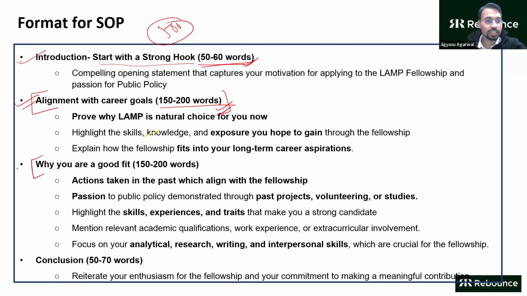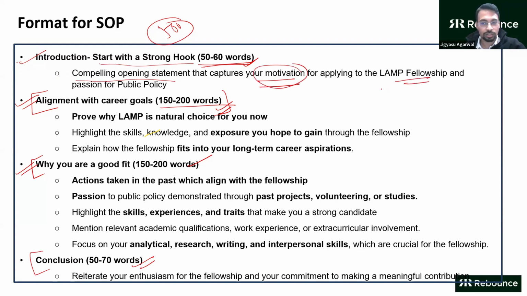you are a good fit. So basically, why should they select you? What you bring to the table? You can again give around 150 to 200 words to this, and finally you will have a conclusion of around 50 to 70. Here, when you start, give a compelling opening statement that captures your motivation for applying to the LAMP fellowship.